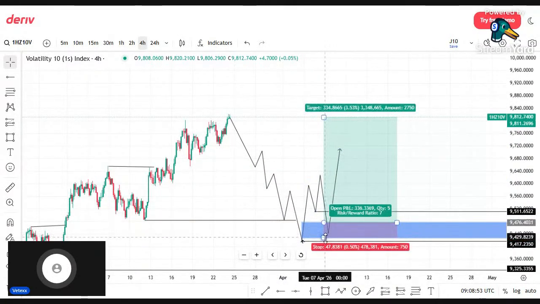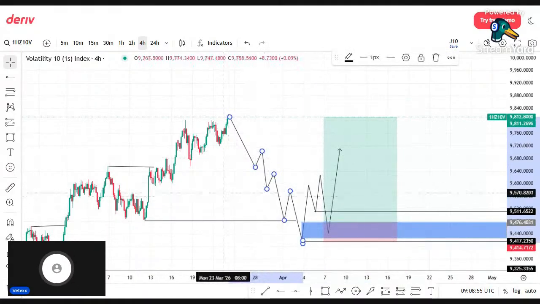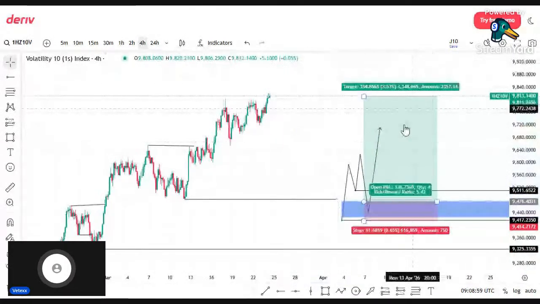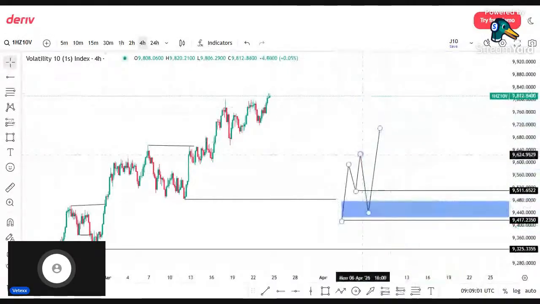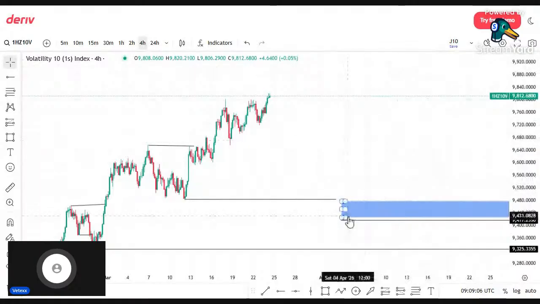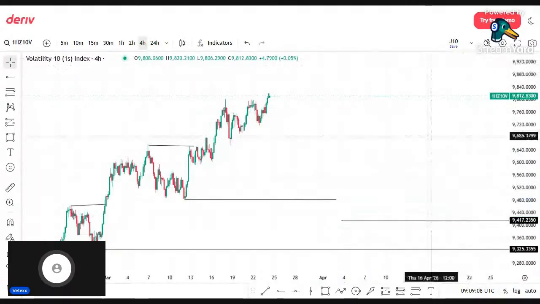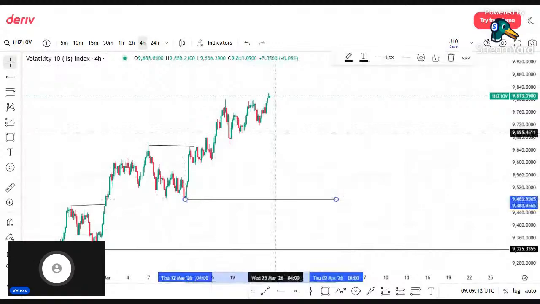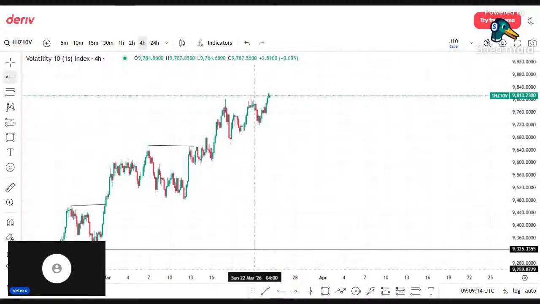So if price does this, this is what is expected of us to do. So this is one of the continuations we'll be anticipating on V10s. So going down to the lower time frame, let's see if we have a recent price action that we can work with.